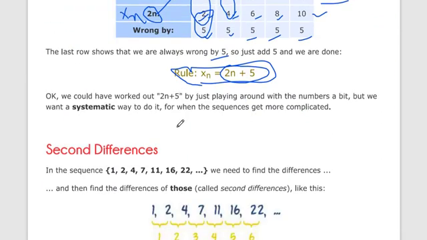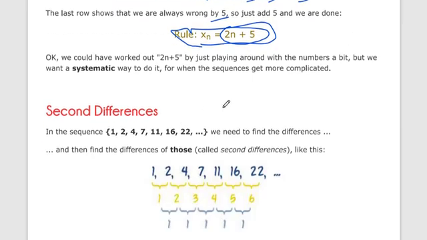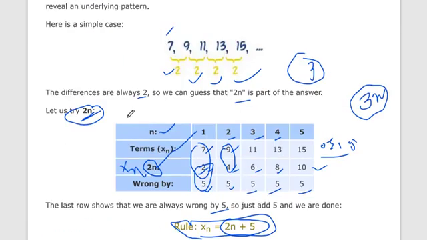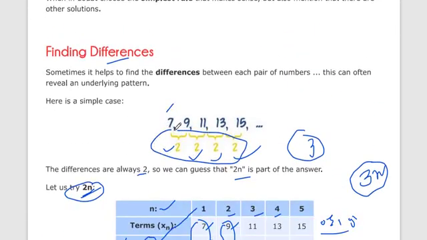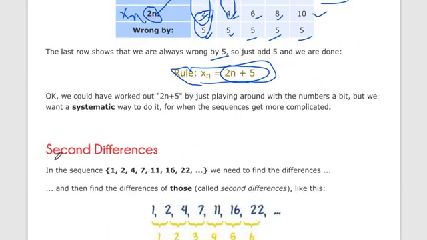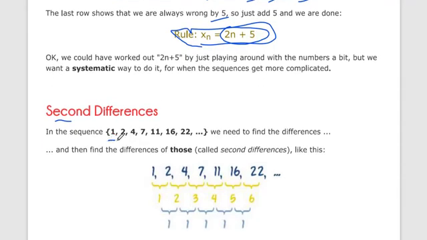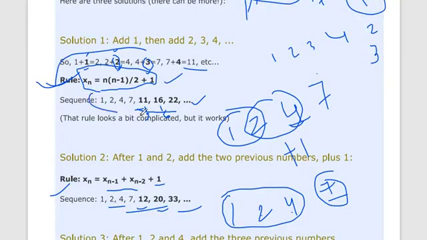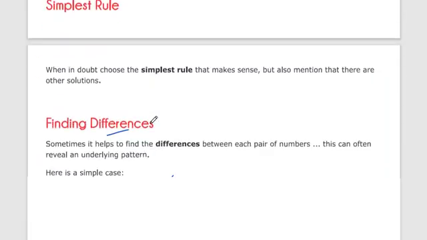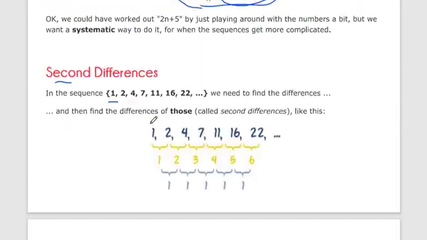Let's start with a different example, a more complicated example. Now this is the first difference between terms. Sometimes you have to use the second difference also. How? Let's say this is our first sequence, 1 2 4 7 11 16. Now we have to find this rule.